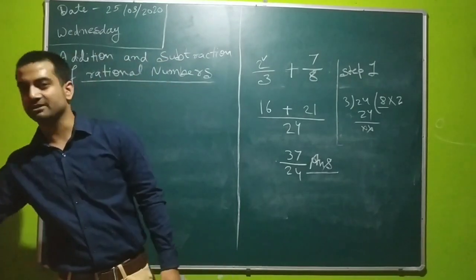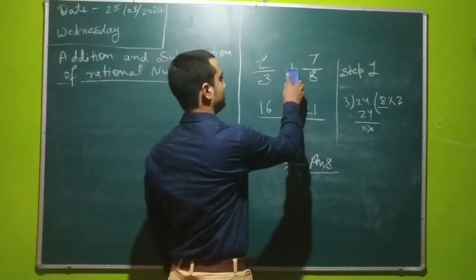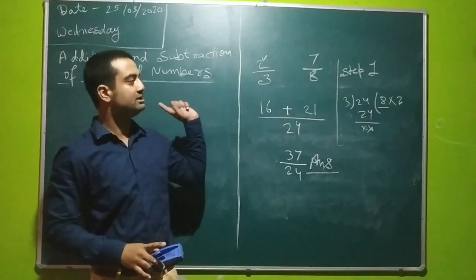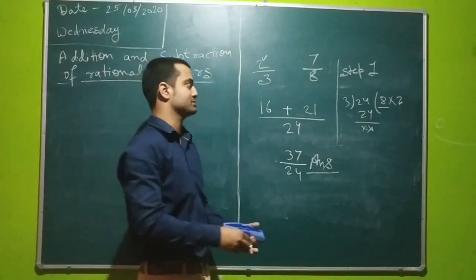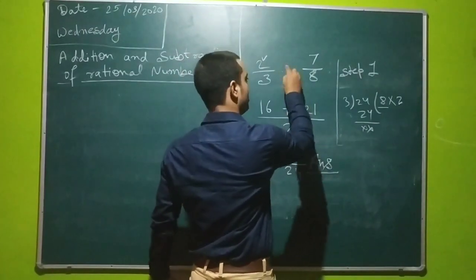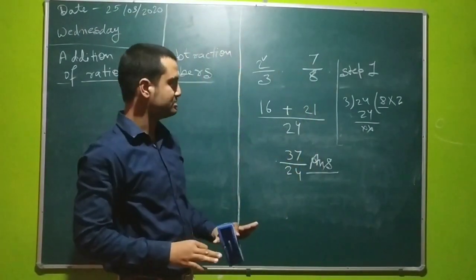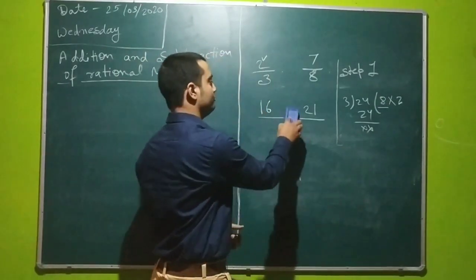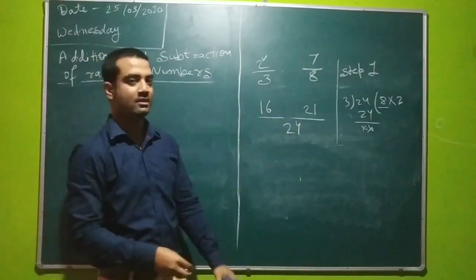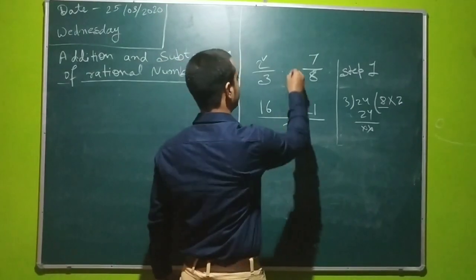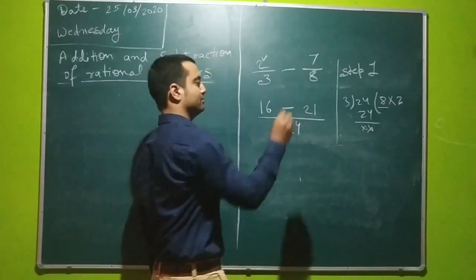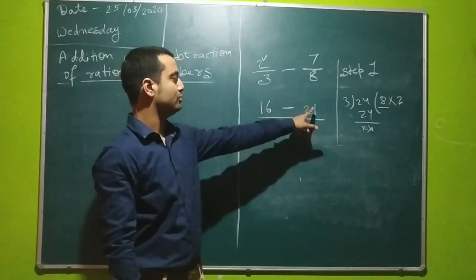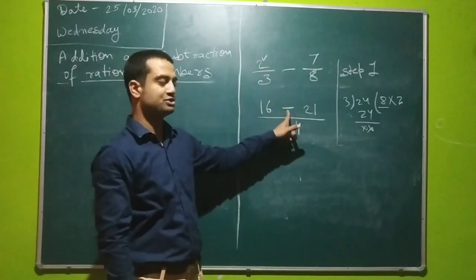Now let's have another example. What if the question here should not be the addition but should be the subtraction of the rational numbers? So what we have to do is just to remove these two positive signs and introduce subtraction here. We will not change anything in any of the numbers, but we just have to change the sign.